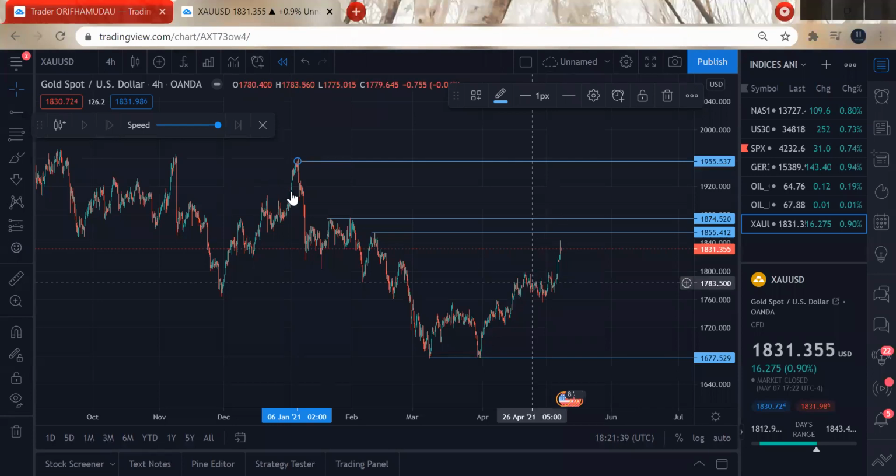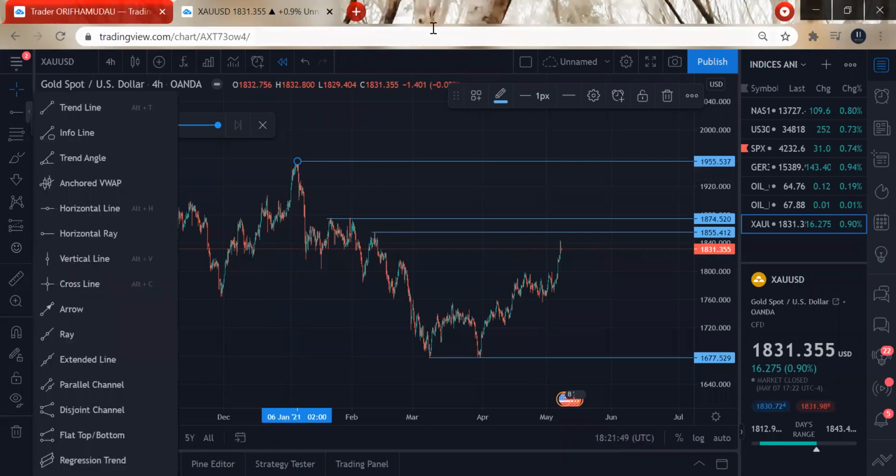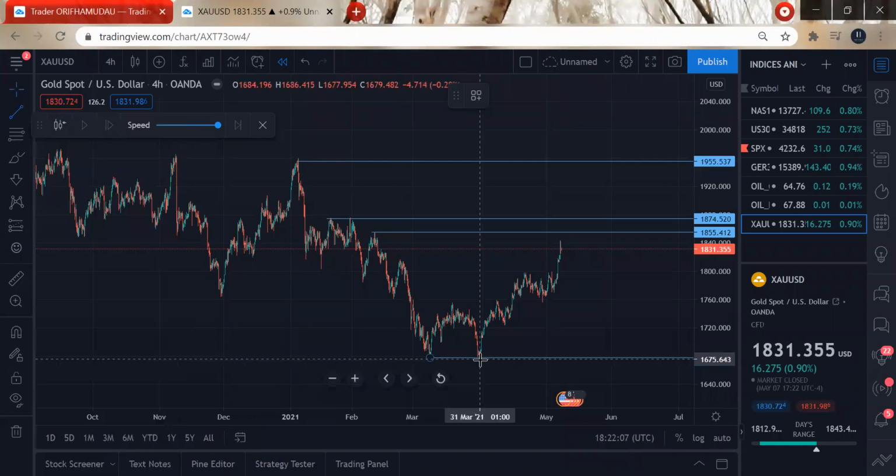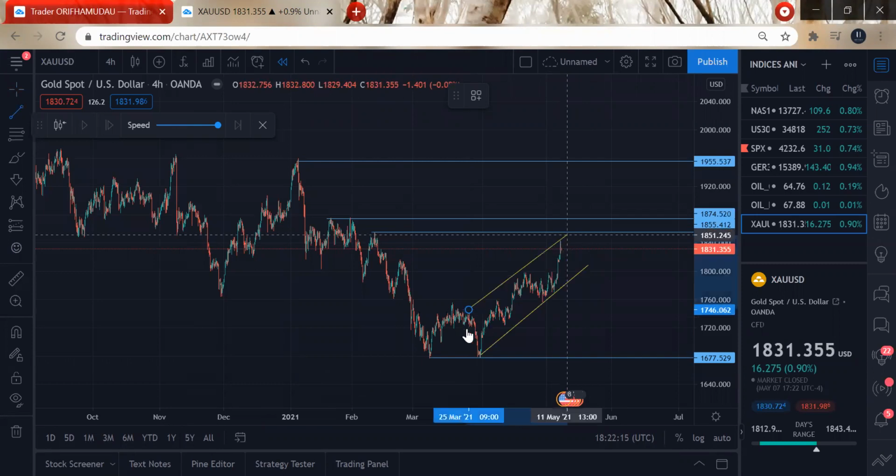So already, you can see this is a correction, impulse, and then now we're having a correction. We're just in a correction, okay? So I'm gonna pull up my trend line again, and then I take it there, connect the highs, and then from here, connect here. There we go.